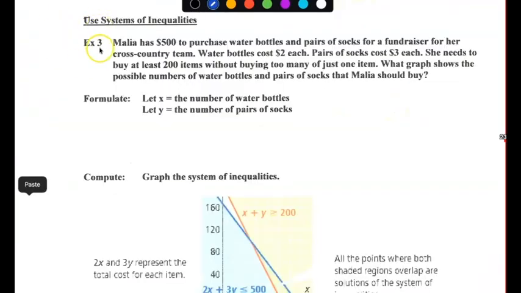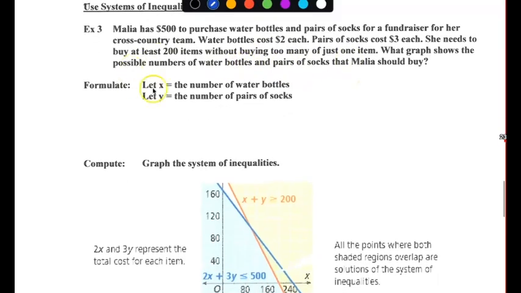Let's finish off looking at an application problem. Malia has $500 to purchase water bottles and a pair of socks for a fundraiser for her cross-country team. Water bottles cost $2 each. A pair of socks cost $3 each. She needs to buy at least 200 items without buying too many of just one item. What graph shows the possible numbers of water bottles and pairs of socks that Malia should buy?